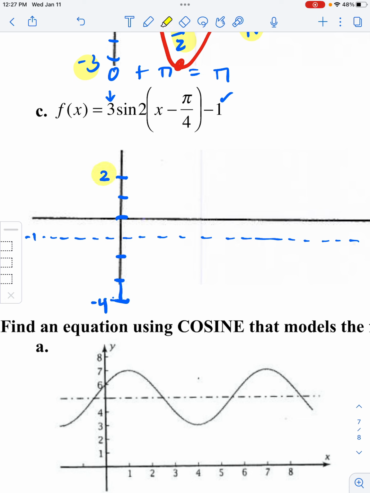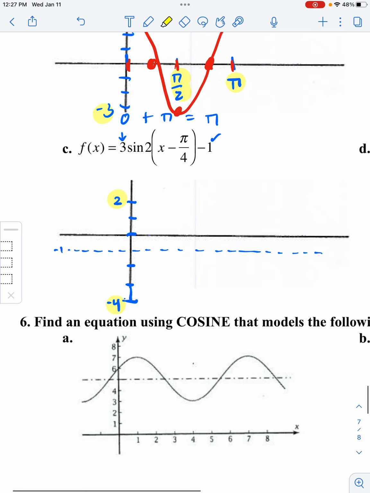These are numbers that I would like to be able to see on your graph. How high does it go? How low does it go? Okay, so I took care of that shift. This one is always fun also.